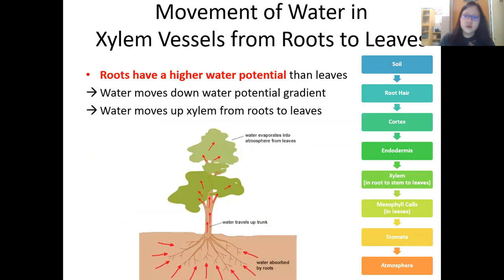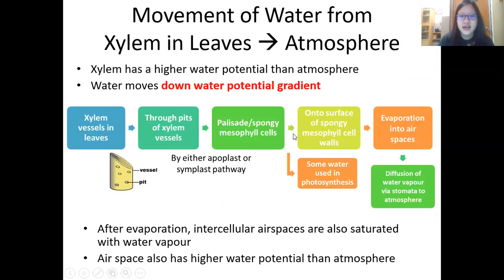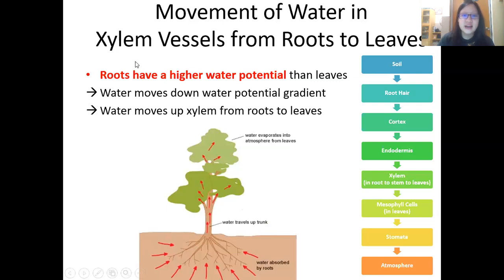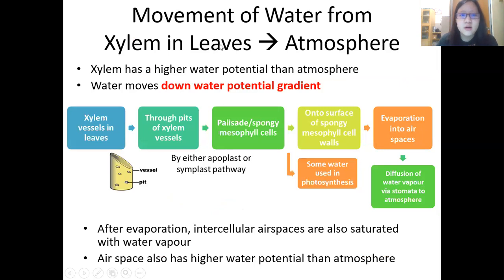So now we are in the xylem vessels, and the water has finally gotten into the xylem vessels in the roots. In general, the roots have a higher water potential, and leaves have a very low water potential, so the water can travel upwards, again down the water potential gradient, still inside the xylem, from the roots into the stem, into the leaves. So we went from xylem vessels to roots, from roots to leaves, and now we are at the leaves.